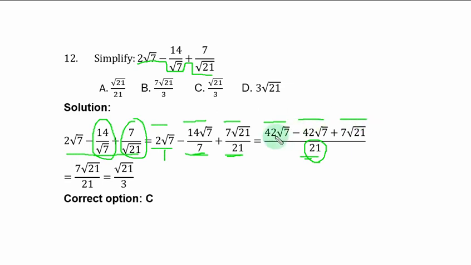The first and second terms become 0, so you are left with 7 root 21 over 21. You divide 7 and 21 by 7, you have 3 left in the denominator, so the result is root 21 over 3. So C is the correct option.